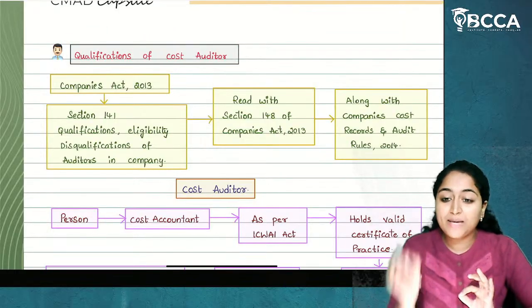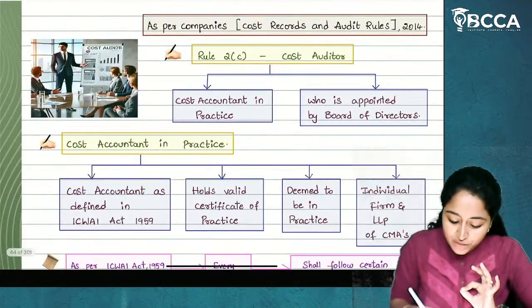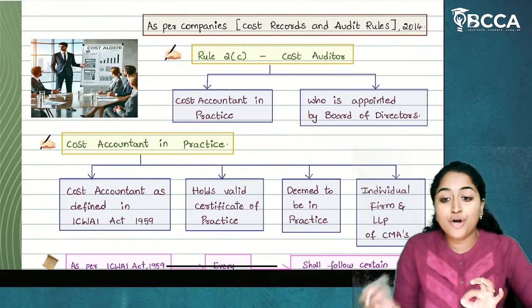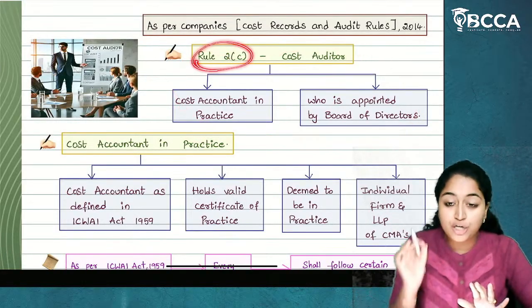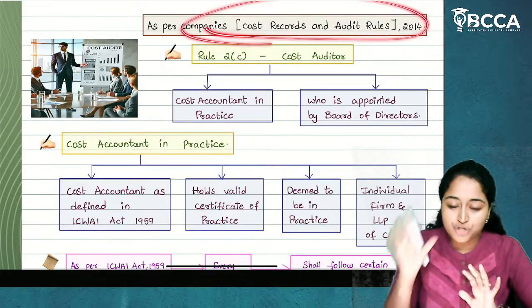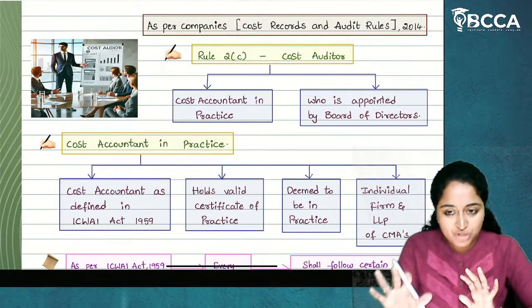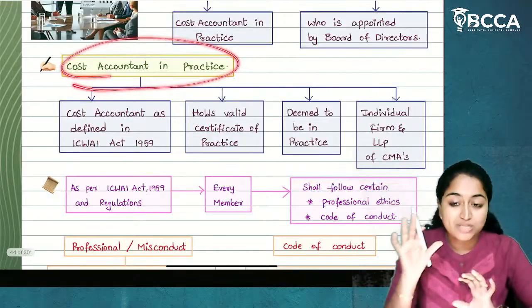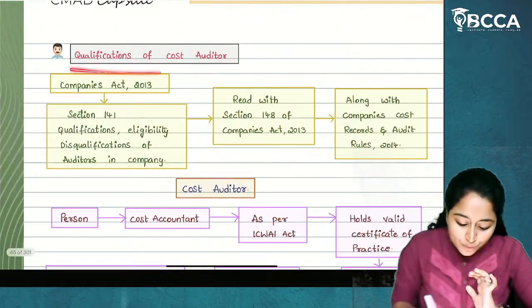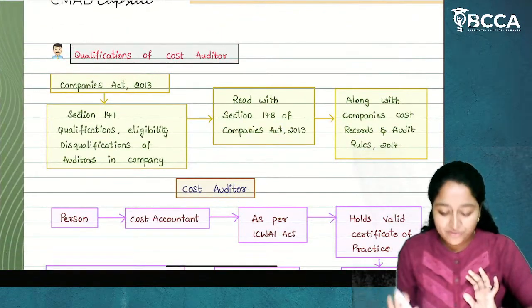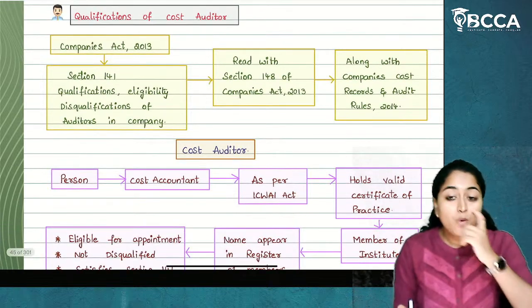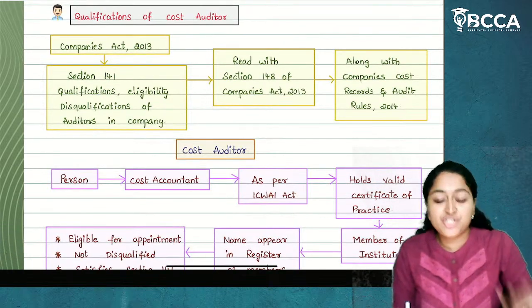When they are asking about qualifications and disqualifications, first you have to write about the cost auditor definition, which has been given under Rule 2C of Companies Cost Records and Audit Rules 2014, which is very important. Then you have to write about cost accountant in practice. Then you will move to qualifications and disqualifications. I hope it's clear.